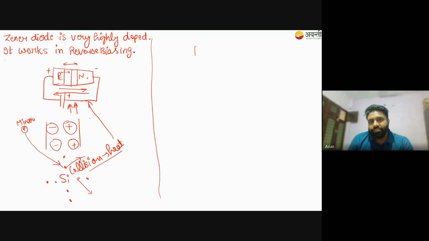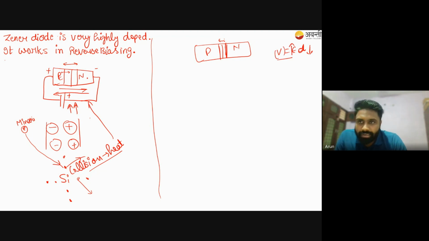But in case of a Zener diode, these P and N junctions are heavily doped. So due to this heavy doping, the depletion width is itself very narrow. Okay. If the depletion width is narrow, we can say that V is equal to E times D. If the width D is decreasing, then E has to increase, because the barrier potential for that particular junction will remain constant. So a very high value of electric field will be there in the depletion width.